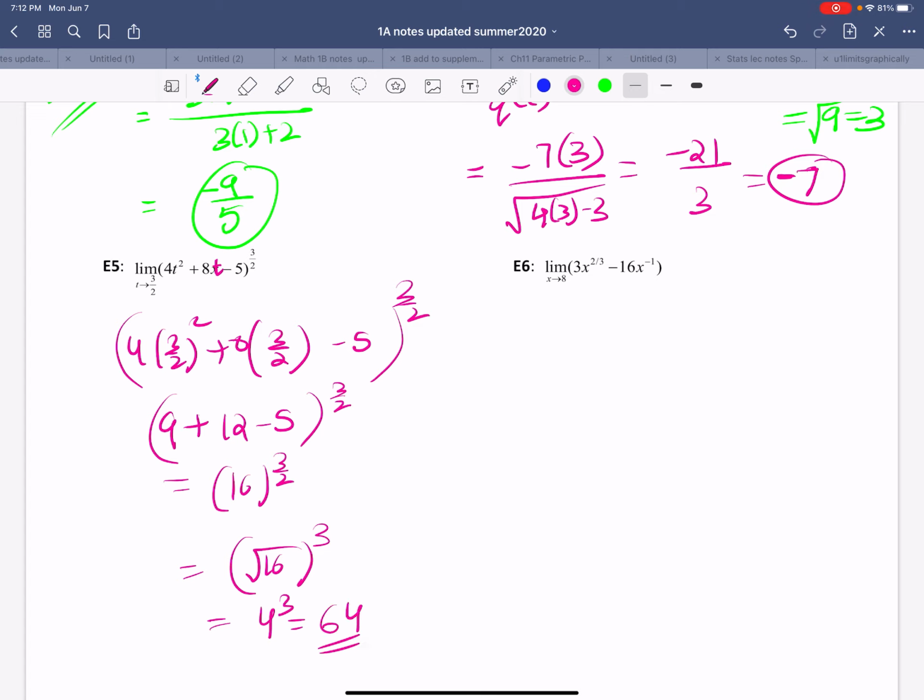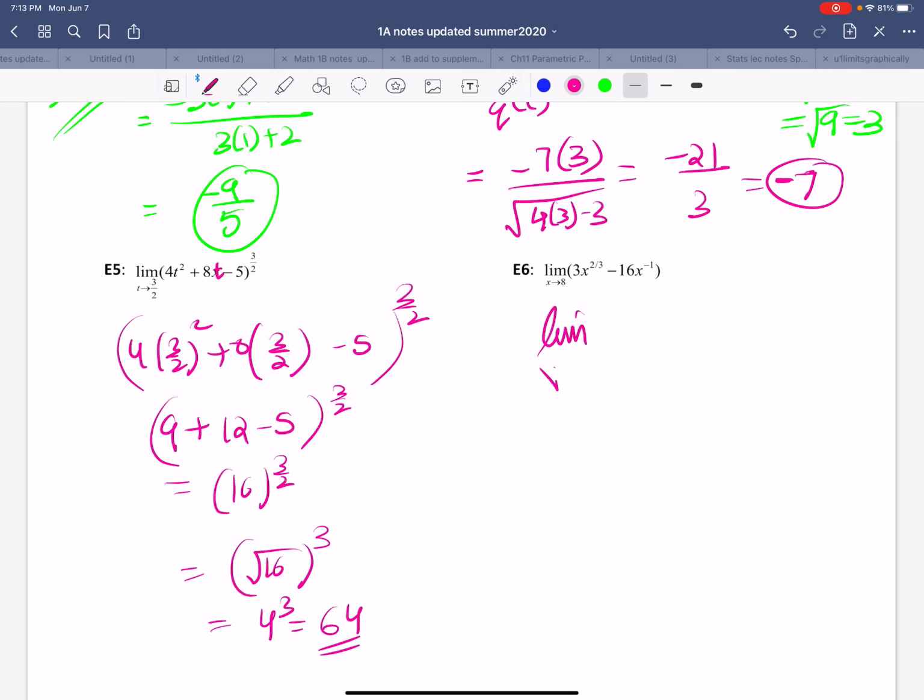Next, limit as x approaches 8 of 3x to the power 2/3 minus 16x to the power -1. It's a rational function, so I need to make sure that my denominator is not 0. If I write it slightly differently, my denominator is not 0 at the value c. That's all I care about. Denominator can be 0 at other values of x, but just at that value, it should not be.